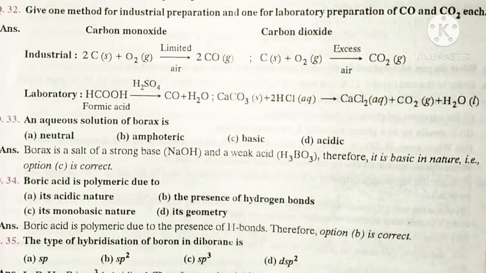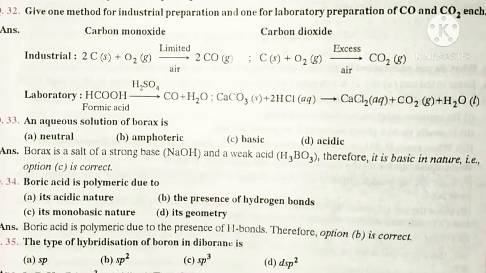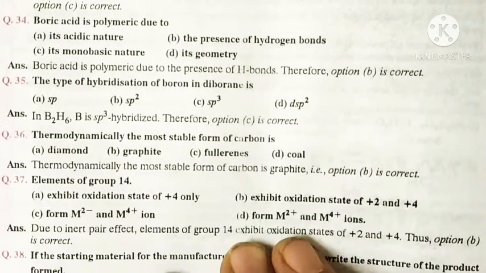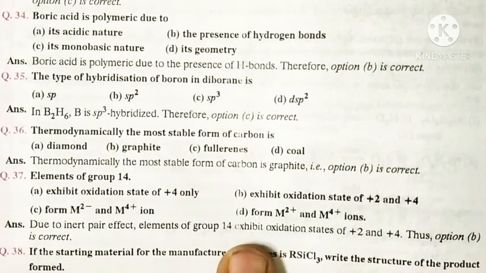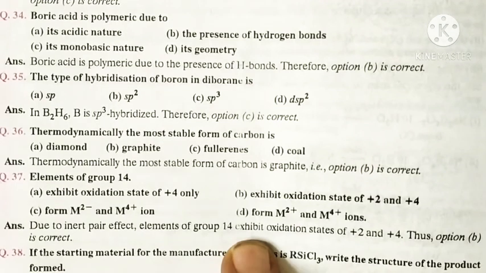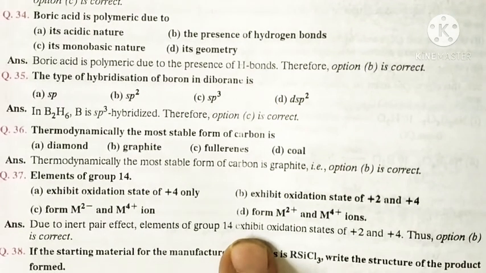This salt is made up of a weak acid, boric acid, and a strong base, NaOH, so definitely our salt is basic in nature. Next, boric acid is polymeric due to what? We know that boric acid is polymeric because of the presence of hydrogen bonds. The type of hybridization of boron in diborane is sp3 hybridized, so option C is correct.